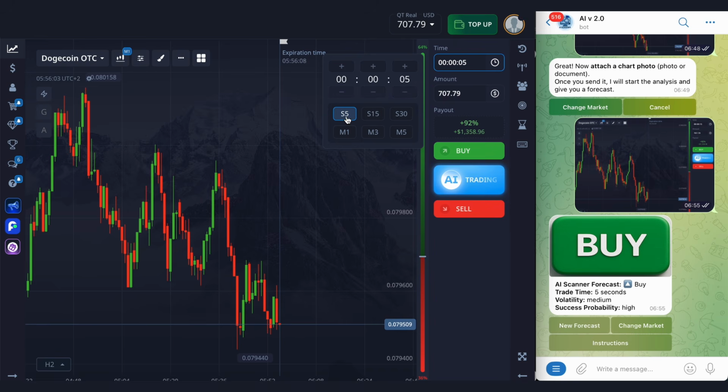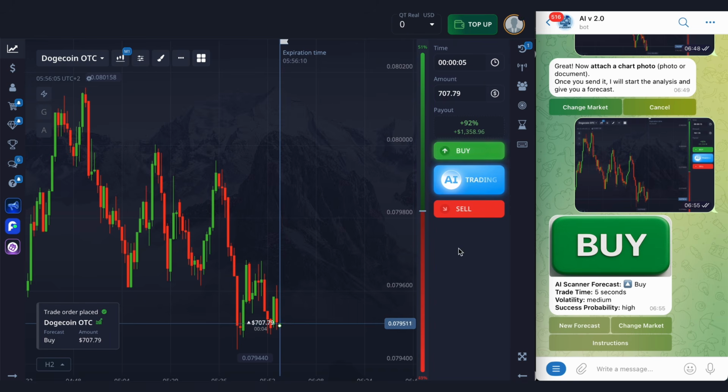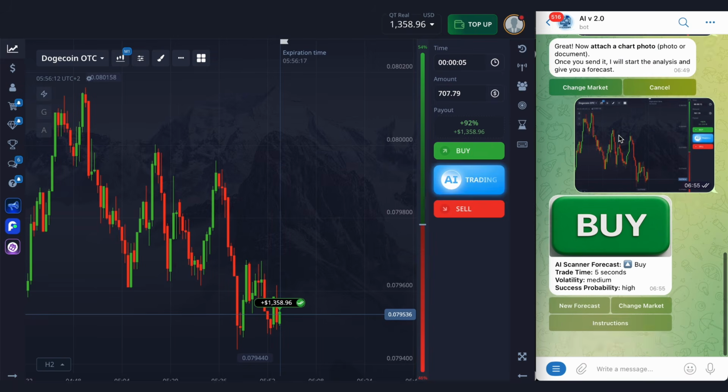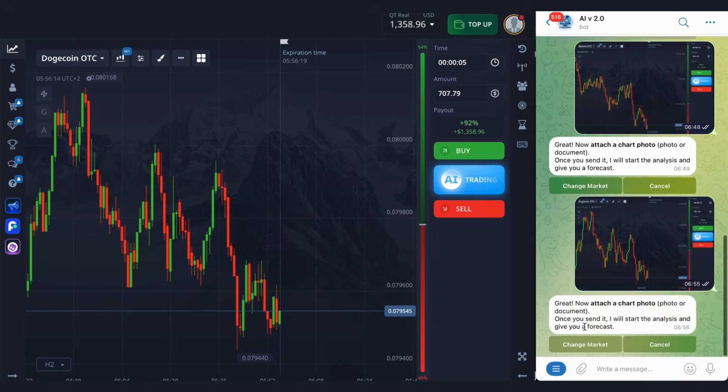Let's go ahead and set our timer on 5 seconds and execute a buy order for this trade. It says this is gonna be a 5 seconds trade, 1 second left on the timer, and here, nice, we go. We have just secured another win for our trade today, and it is looking good, ladies and gentlemen.